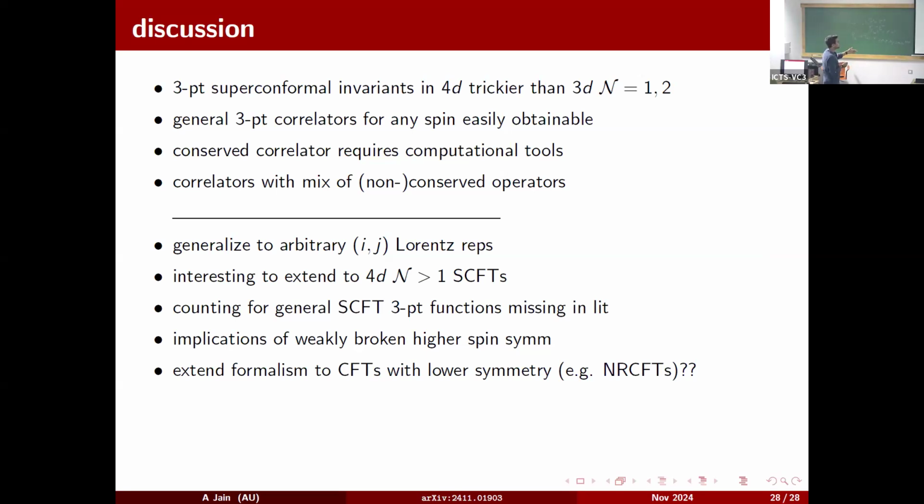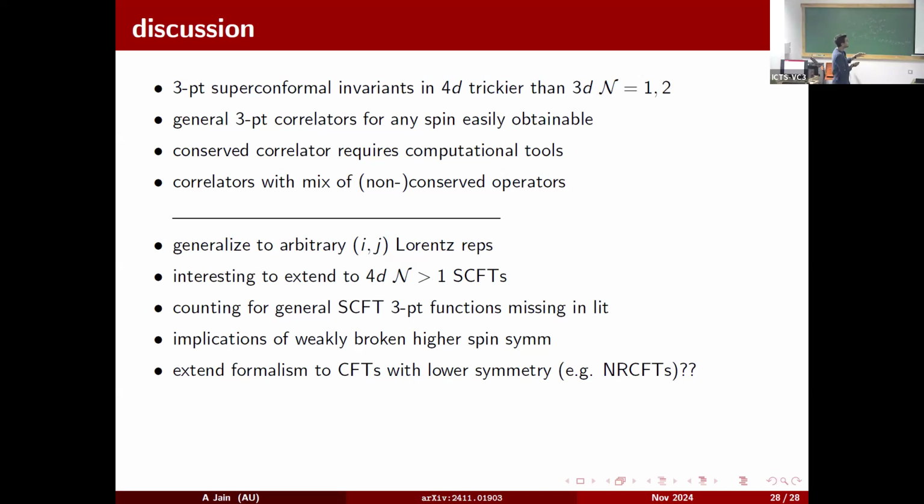Now, a general 3-point correlator for any spin is easily obtainable through the method. Conserved correlators require a little more computational expense because you have to apply the differential operator on each correlator. And also we looked at some correlators where we have a mix of conserved and non-conserved superfield operators. So this was basically the summary of the work, and currently we are looking at generalization of this to arbitrary Lorentz representations, not just stopping ourselves at symmetric traceless, so looking at chiral primaries or anti-chiral primaries as well.